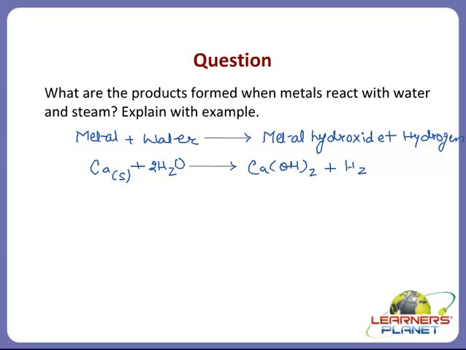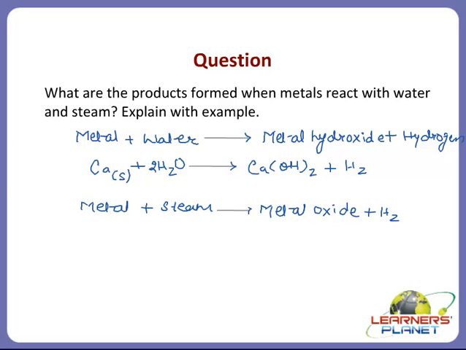And metal with steam, when it reacts with steam, what is the product formed, children? The products formed are metal oxide plus hydrogen. What are the metals which react with steam? It is iron, zinc, tin, lead, aluminium, any one of them.